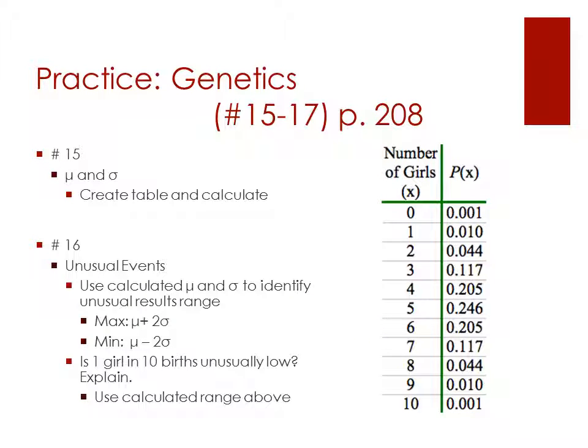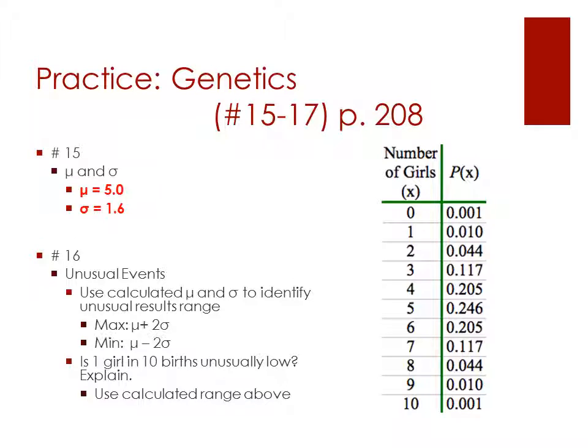So pause the video here, use the information that was just covered in the previous video to calculate your mean and standard deviation for this discrete probability distribution. When you've got that calculated, turn the video back on to check your work together. Okay, you should have gotten a mean of 5.0 and a standard deviation of 1.6. Okay, so our next step is to do number 16.